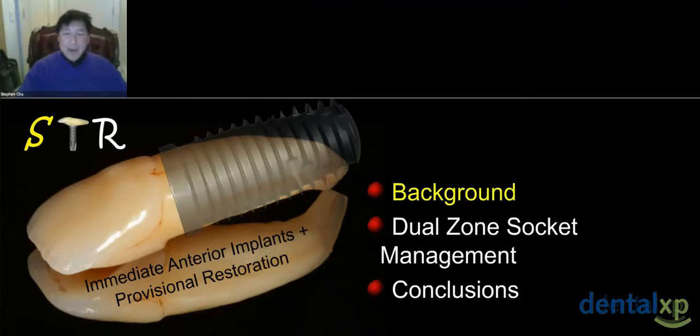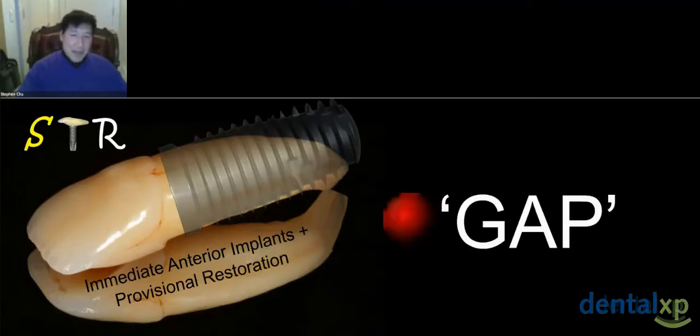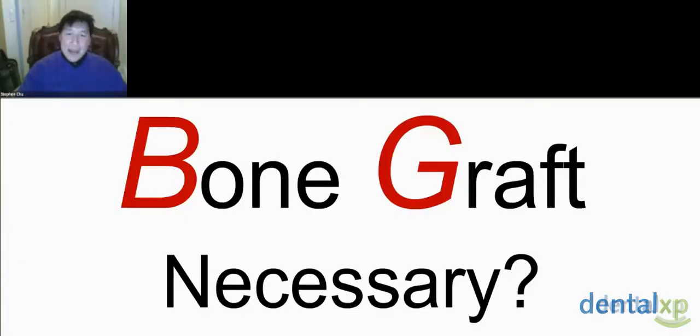Let's look at the background associated with the subject matter. It's very interesting. A lot of times when an immediate implant is placed into a fresh extraction socket, there usually is a gap. What derives from the gap are some interesting questions regarding what should be done with it. The most common thought is whether or not to place a bone graft into that gap. So the question that arises is whether or not a bone graft is necessary.